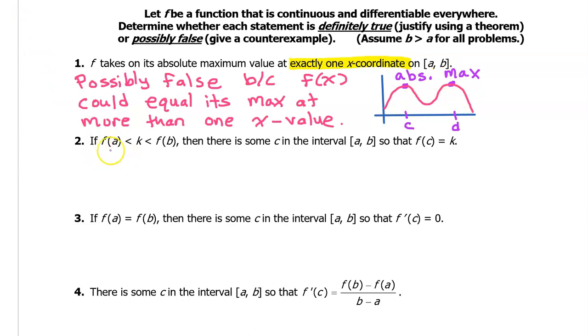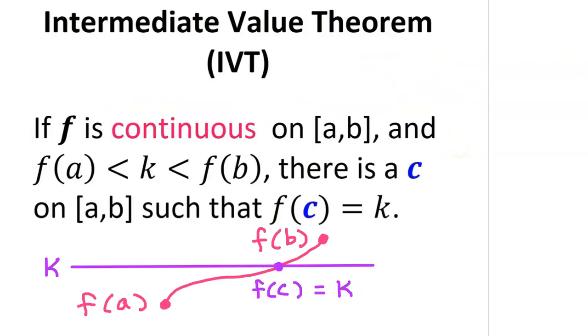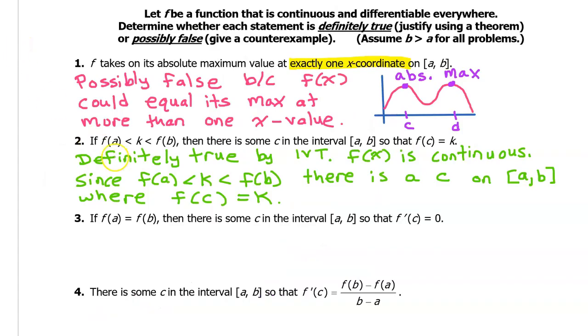Problem number 2. If f at a is less than k, which is less than f at b, then there is some c in the interval from a to b so that f at c is equal to k. This one will definitely be true because it is just a restatement of the intermediate value theorem. So this is definitely true by the intermediate value theorem. We are given that f of x is continuous. Since f at a is less than k, which is less than f at b, there is a c on a b where f at c is equal to k. So basically, I've just rewritten the intermediate value theorem.